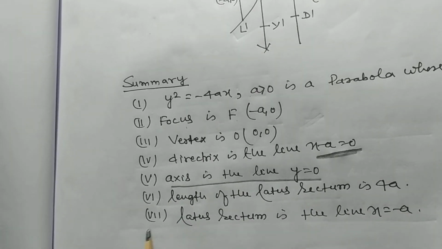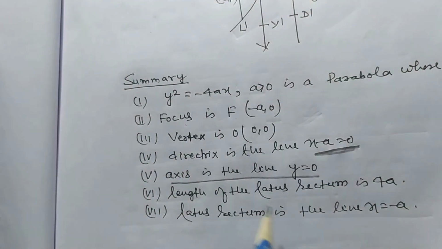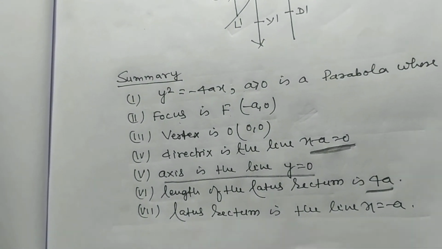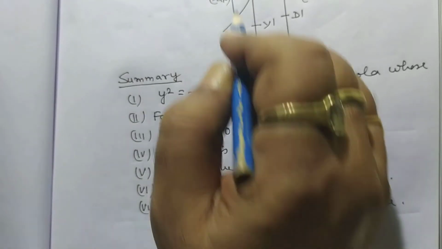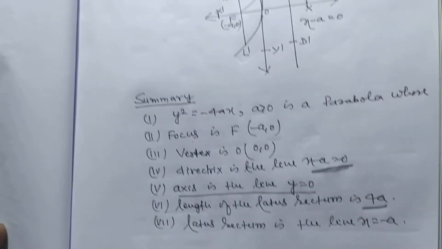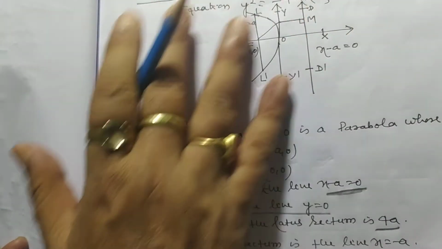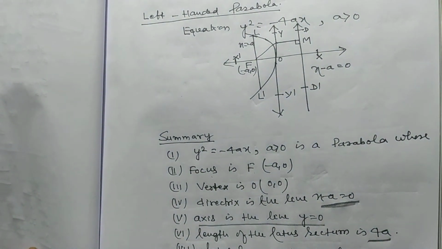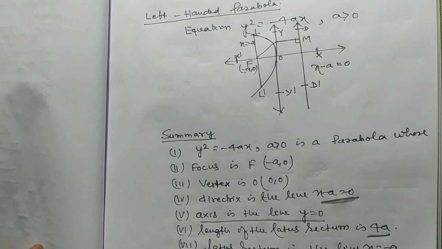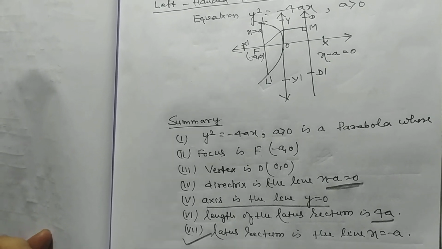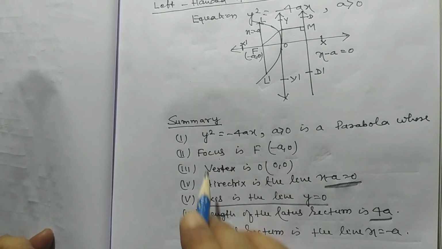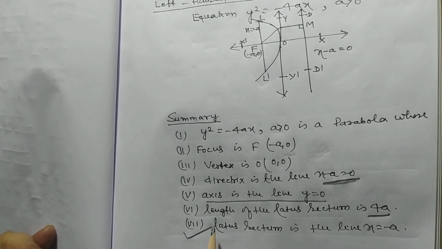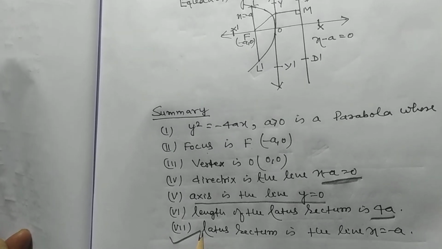Axis is the line y is equal to 0. No change in the length of the latus rectum, it is 4a. And the equation of the latus rectum is x is equal to minus a. These are the important elements of the left hand side parabola. You must remember them by sketching the parabola, and you must write all the elements of the left hand side parabola also.